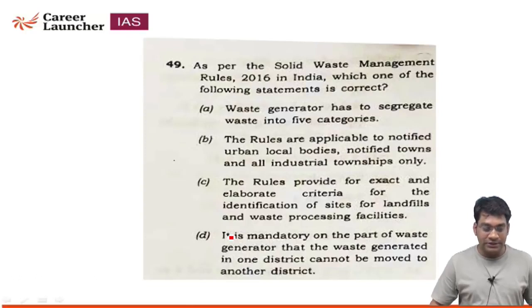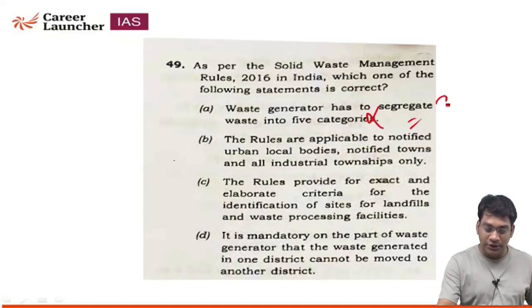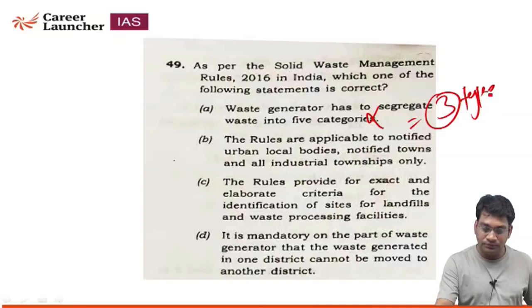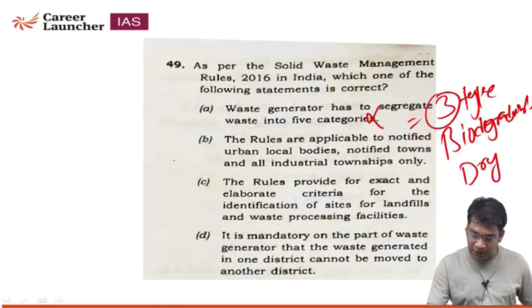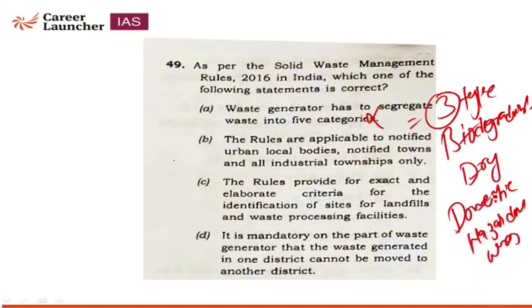So the first statement, waste generator has to segregate waste into 5 categories. This statement is wrong. There are only 3 categories. The first one is called biodegradable, the second one is called dry, and the third one is called domestic hazardous waste. So there are only 3 types of categorization of waste under the Solid Waste Management Rule 2016.